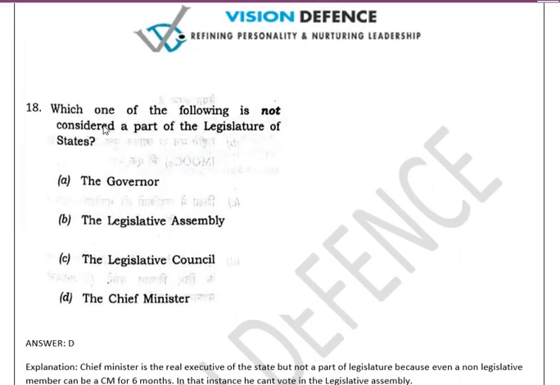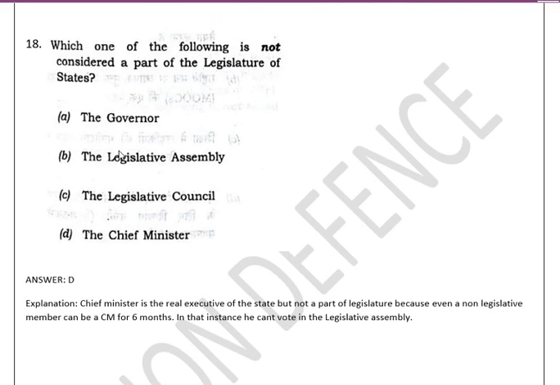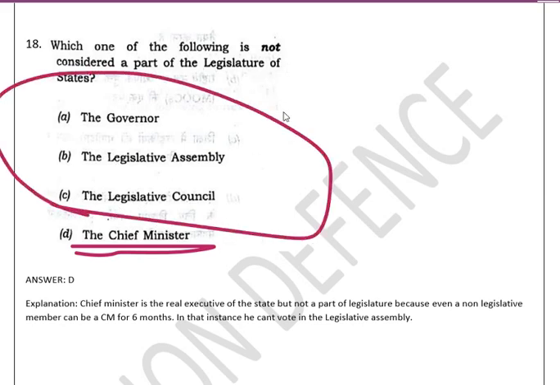19. Which of the following is not considered a part of the state legislature? So we know it directly, it is the Chief Minister. So Governor, Legislative Assembly and Legislative Council, all these three are a part of the state legislature.